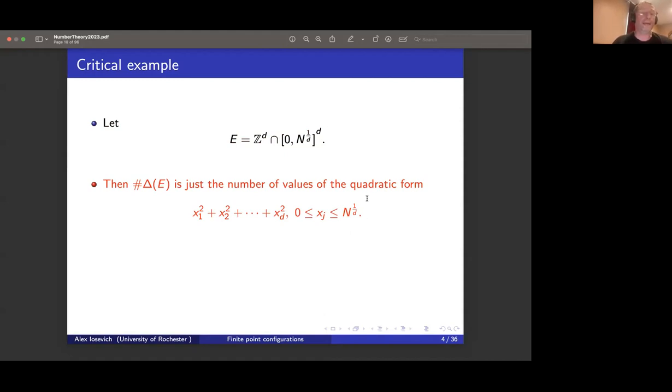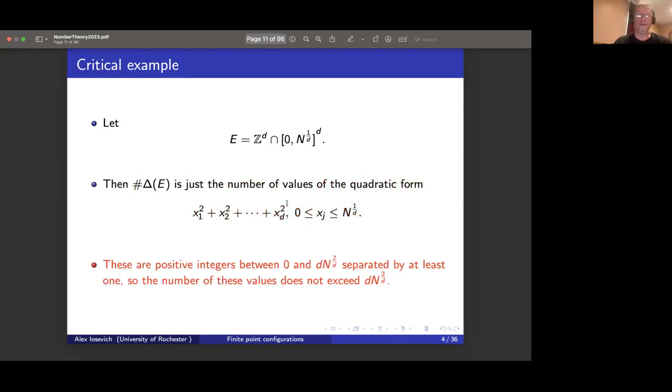This is, of course, a classical number theory problem that is very well understood. However, for our purposes, doing baby number theory on this problem is more than sufficient. So these are all integers between 0 and a constant multiple of N to the 2 over d, and they're separated. So the number of these values cannot possibly exceed a constant multiple of N to the 2 over d. As everybody in the audience knows, when d is 3 or higher, this is, up to a constant, the correct count of the number of values of this quadratic form.